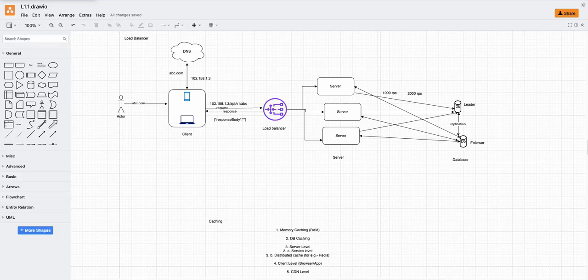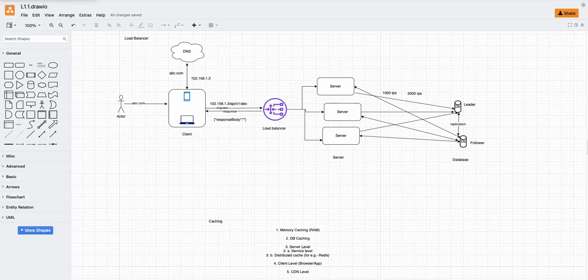So the problem statement is, let's say your database operations are very expensive, and you want to reduce the running cost of the database. Also you want to reduce the load on your server as a whole. So how would you achieve that? That is where the concept of caching comes. Now in this session we will discuss caching.